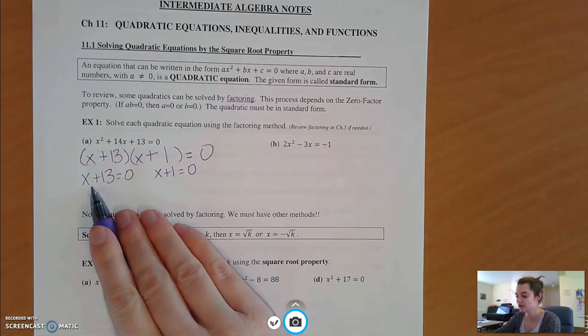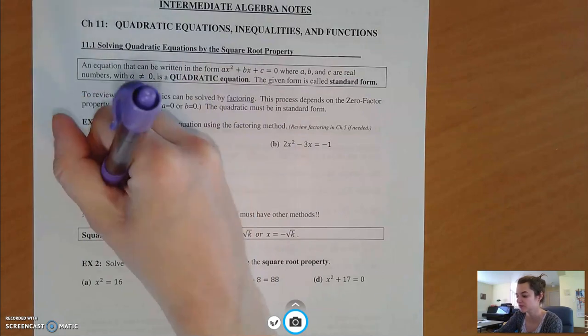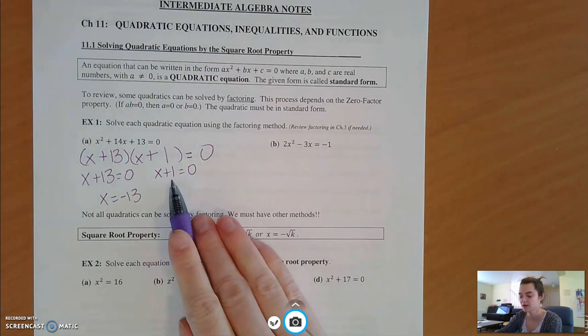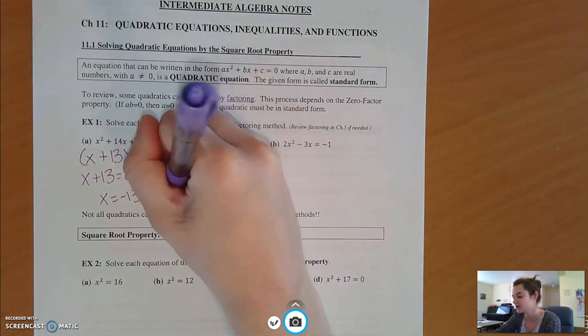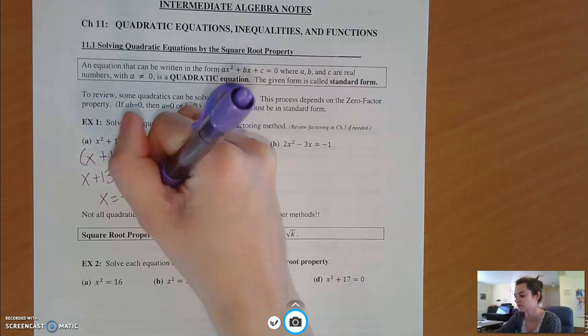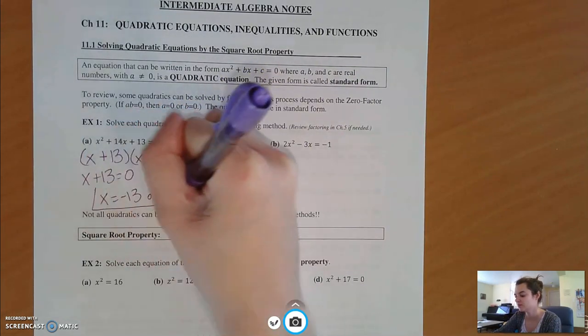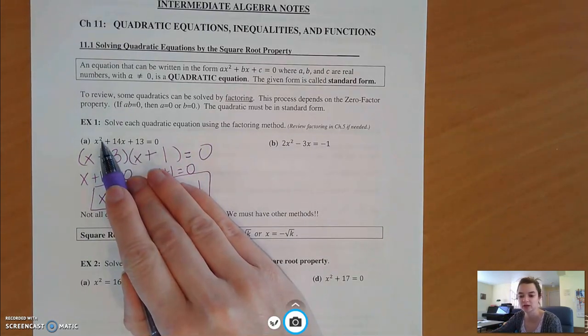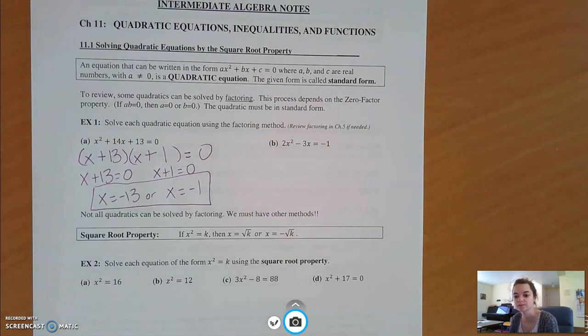So if x plus 13 equals 0, I would subtract 13 from both sides, and I would get x equals negative 13. If x plus 1 equals 0, I would subtract 1 from both sides, so x would be negative 1. So we get two answers for these, and in case you're wondering, you're always going to get two answers. Sometimes you get duplicate answers, but you're always going to get two. And I can tell because the highest degree, my highest exponent, is 2. Okay? Let's try another one.